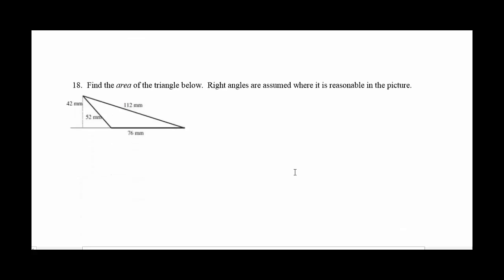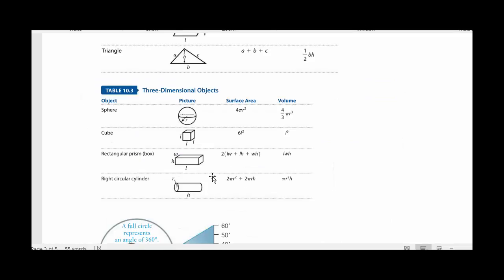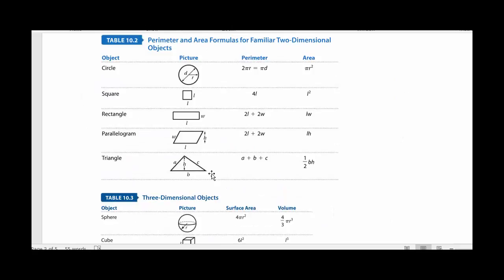Find the area of the triangle below. Right angles are assumed where it's reasonable in the picture. So what I'm trying to say with that is this little corner right here, even though I didn't label it as a right angle, it's reasonable to make that assumption. So going to our formula chart for area of a triangle, it's 1/2 base times height.